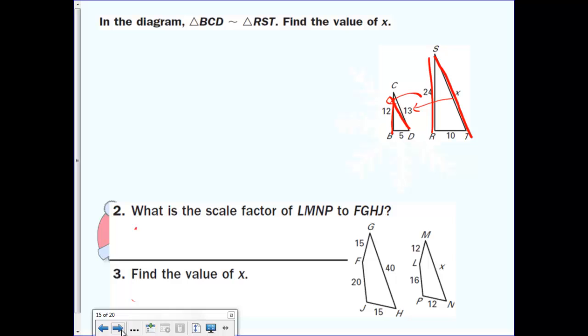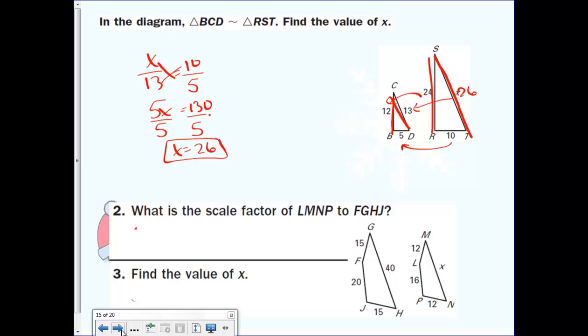Here's my only hesitation. 24 and 12 are big numbers to multiply with. What else matches up? 5 and 10. So I start at this one and I go towards this one. And the only reason I'm picking that is just because I can't do mental math when it gets too big. So what do I have? X over 13 equals 10 over 5. Or if you said 13 over x equals 5 over 10, you're going to get the same thing. X equals 26. I come to my picture and I plug it in and I see.